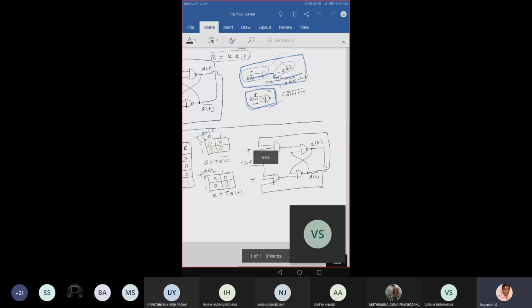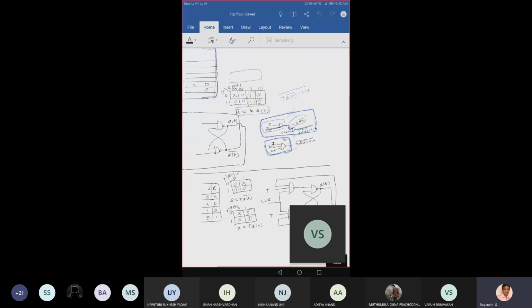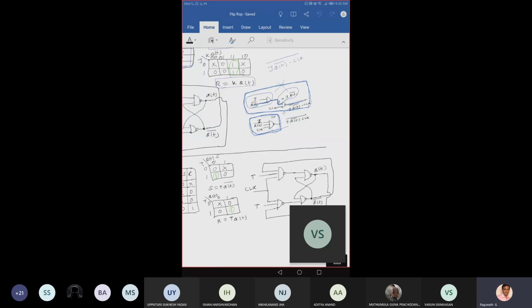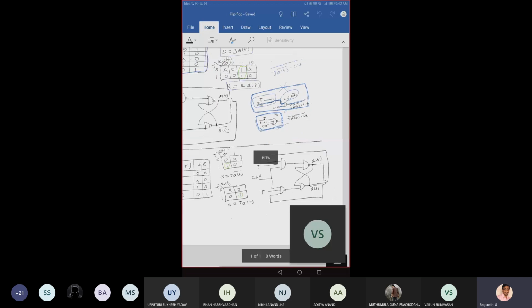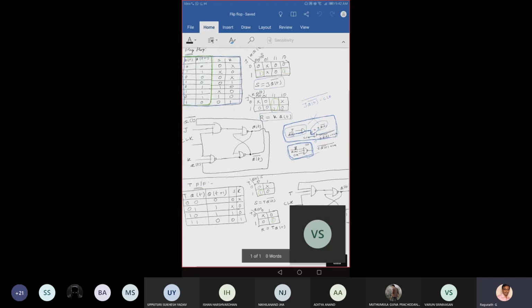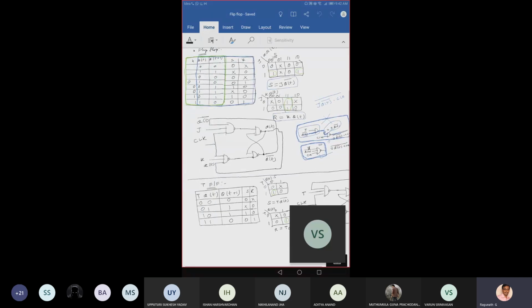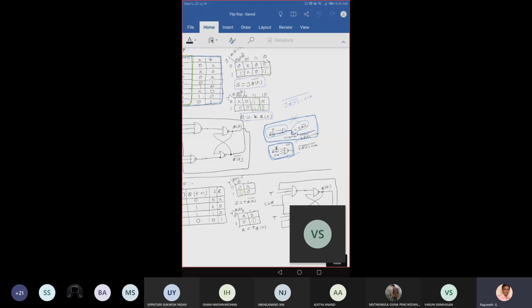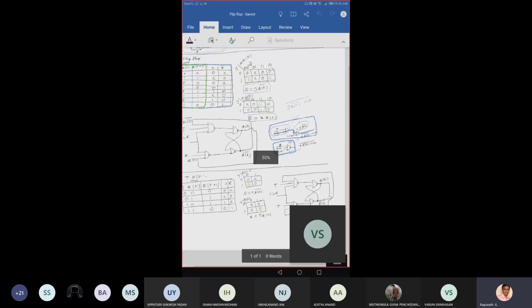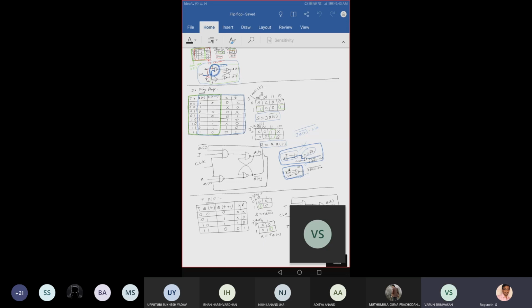And why don't we prefer SR? SR has a forbidden state. Whether it's a latch or a flip flop, it has a forbidden state. So that's why we won't prefer SR. But using SR, we can design D, JK and T, these three flip flops. Any doubts in this? No, sir. Sir, but K-map we will learn later. Yeah, in the next class I'll teach you K-map. Don't worry. Okay.